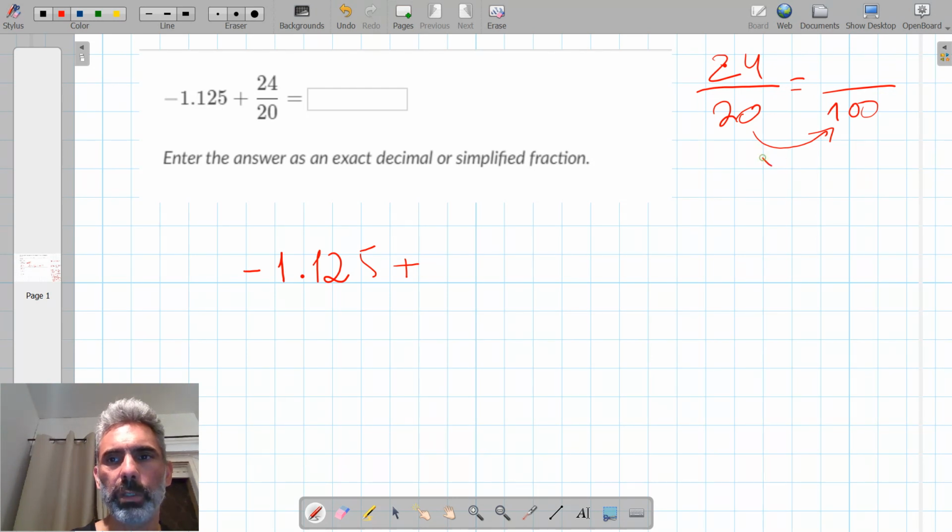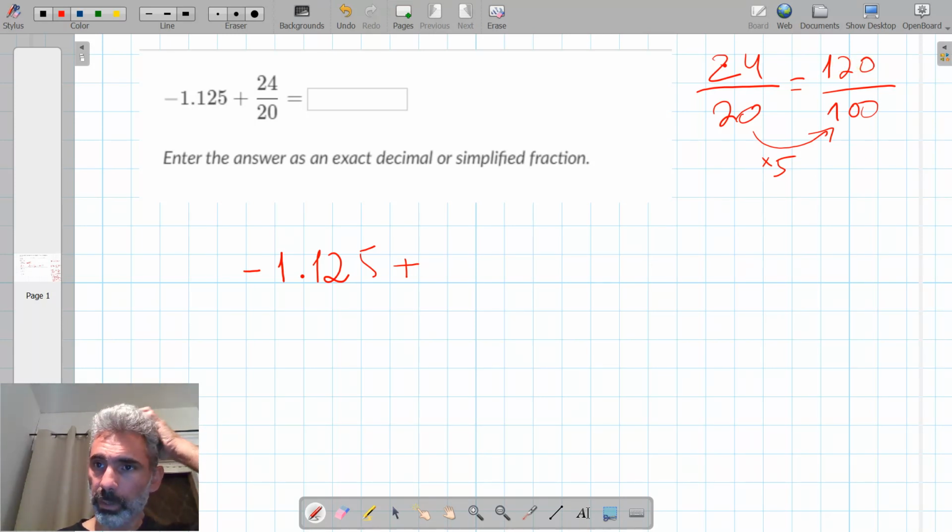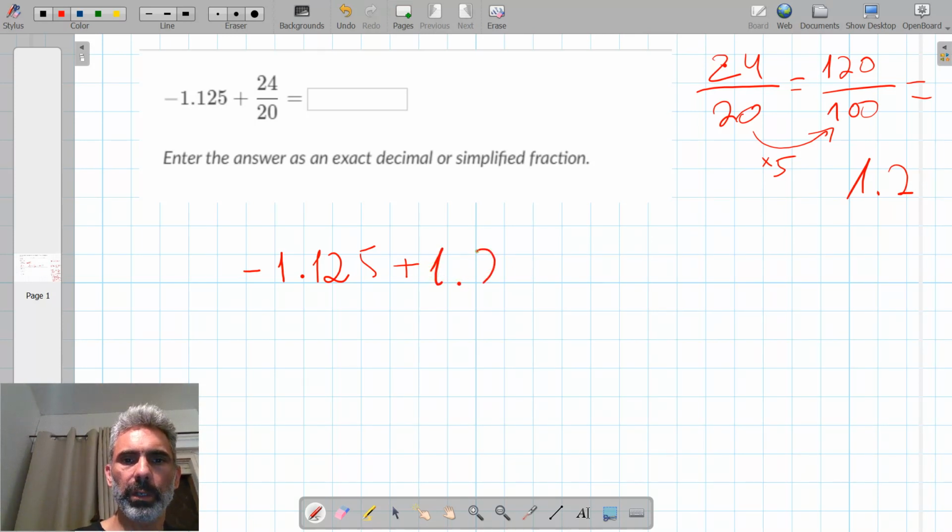So to go from 20 to 100 we multiply it times 5, so 24 times 5 is 120. 5 times 20 is 100. 5 times 4, 20. So this is 120. So 120 over 100 is the same thing as 1.2. Okay? So 24 over 20 is the same thing as 1.2.